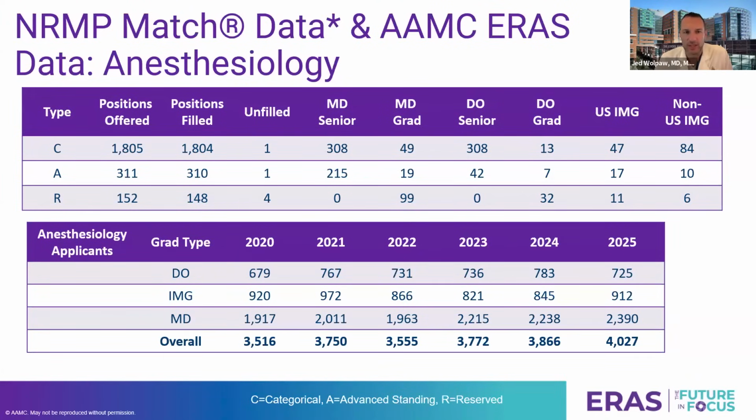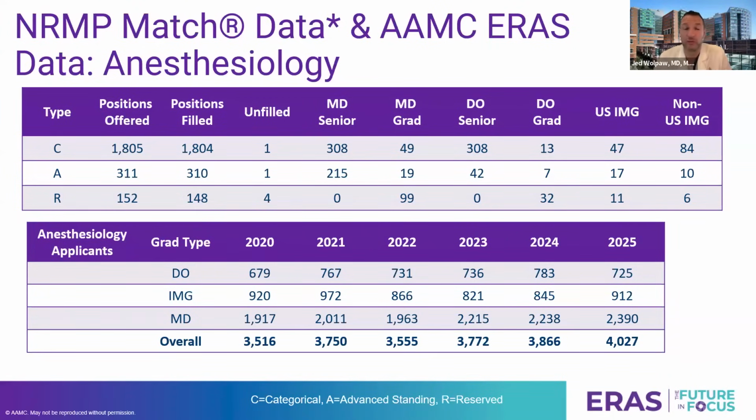So what you're seeing here is the data in terms of positions offered and filled. There are 3 types there in case that's not obvious to people. C are categorical spots. Those are spots where you do an intern year and your 3 years of clinical anesthesia training all in the same place without changing locations. A is for advanced. Those are positions where you match and you will then do an intern year somewhere else, and then you will go into your 3 years of anesthesia training at the place that you have matched into for anesthesia. And R are the least common.